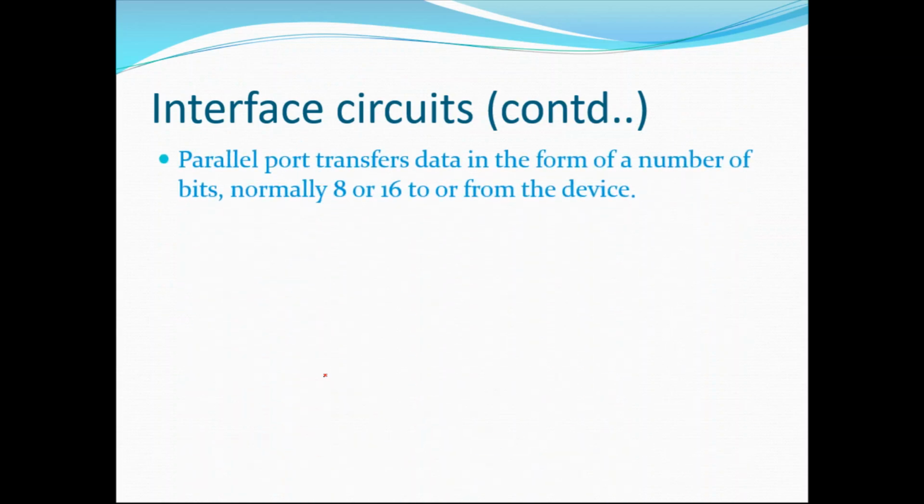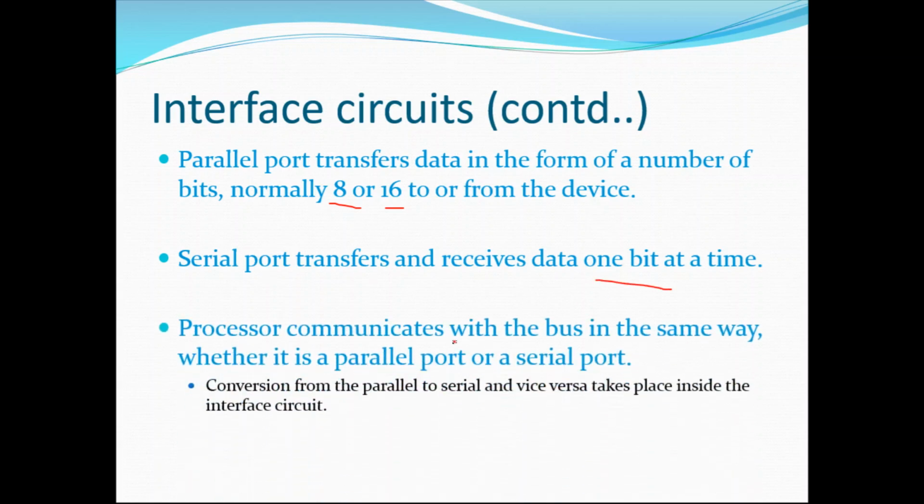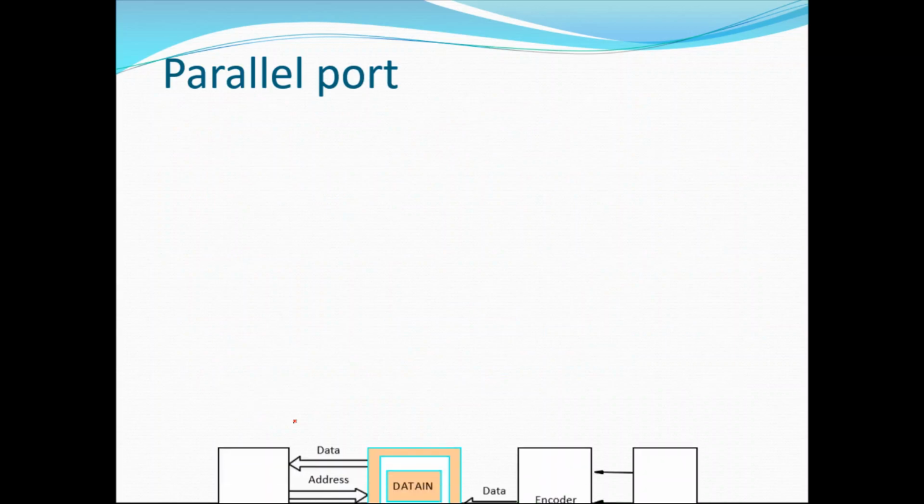Parallel ports can transfer and receive data as 8 bits or 16 bits at a time. A serial port can transfer and receive data only 1 bit at a time. The processor communicates with the bus in the same way, whether it is a parallel port or a serial port. So the conversion from parallel to serial and serial to parallel takes place inside the interface circuit.